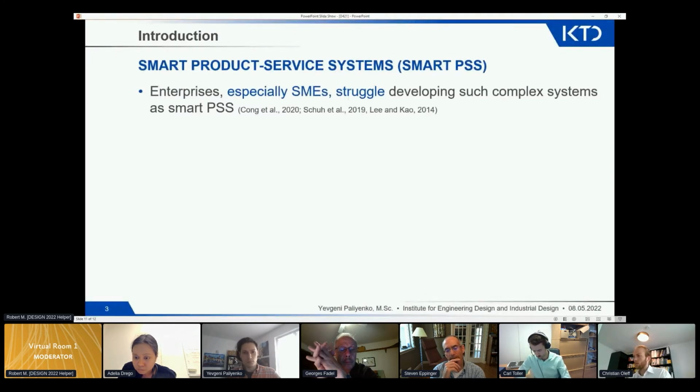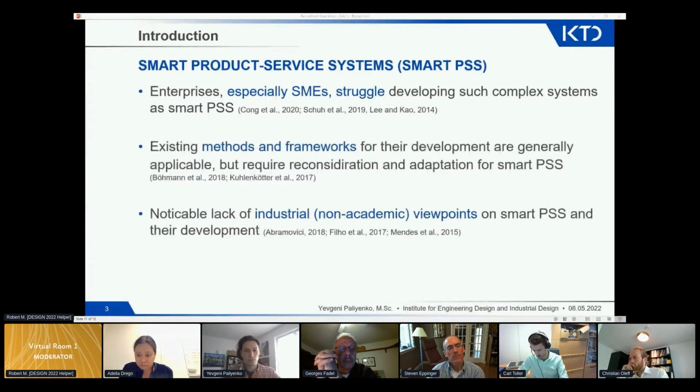In order to support those enterprises, different methods and frameworks have been already developed, and they are generally applicable. However, they require reconsideration and adaptation for the development of smart product service systems. One of the main reasons for this is a lack of industrial viewpoint in the development of those support measures. And thus the existing support does not quite fit the real needs of the enterprises.